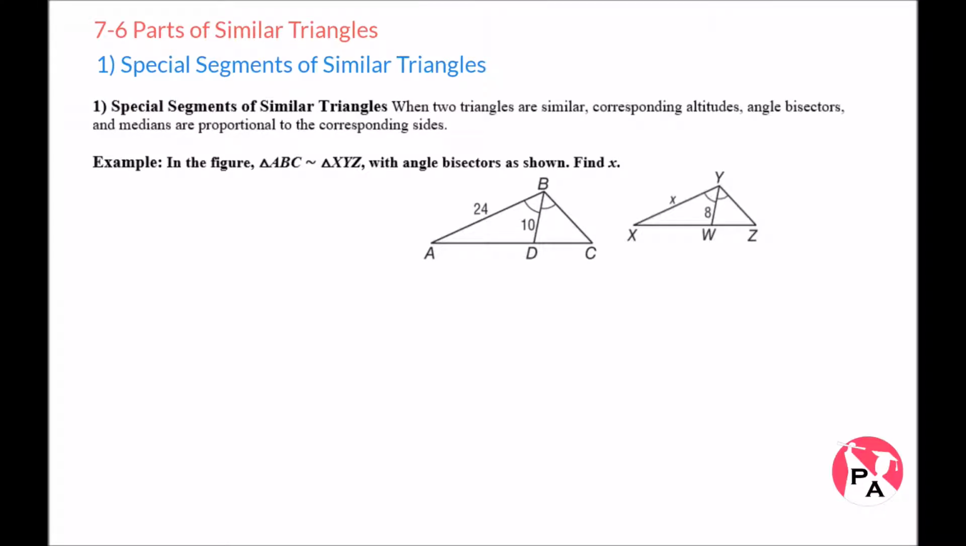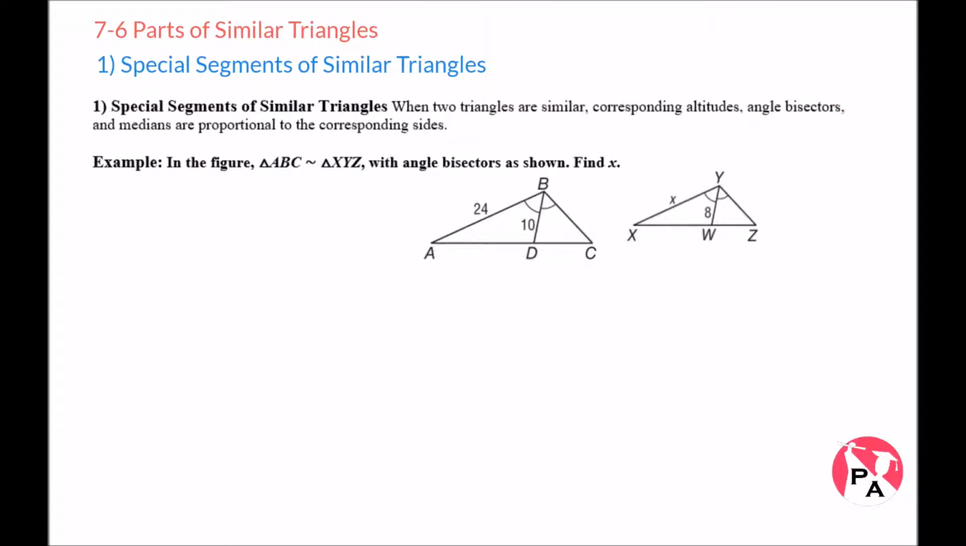Hello everyone, in this video we are going to talk about parts of similar triangles. The first part of the lesson is about special segments of similar triangles such as altitudes, angle bisectors, and medians. So when we have similar triangles like triangle ABC and triangle XYZ, the statement is given right here. Their corresponding altitudes, angle bisectors, and medians are going to be proportional.